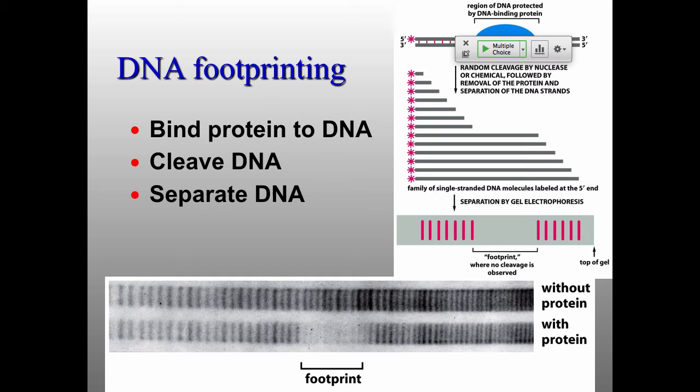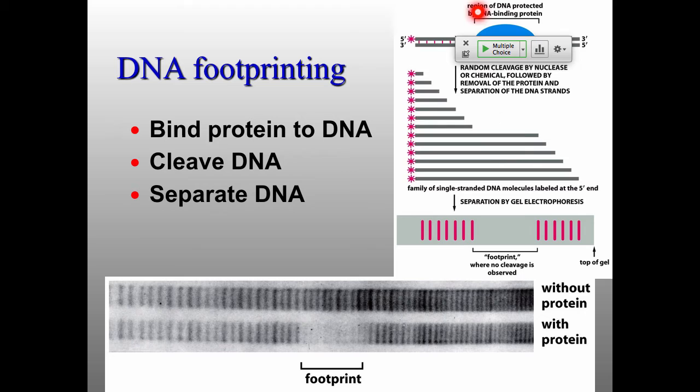Our DNA up here at the top, your double-stranded DNA, which has a specific sequence in it that you think your protein is binding to, but you want to figure out exactly where that is. And the way that that's done is by taking this piece of DNA, binding your blue protein to it, and then chopping up this DNA in some way.